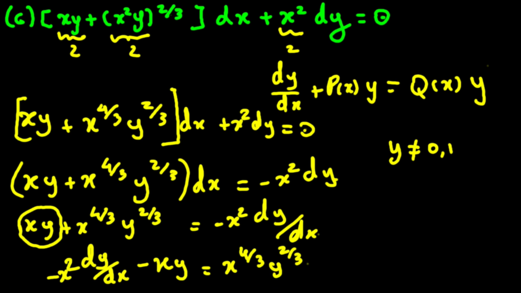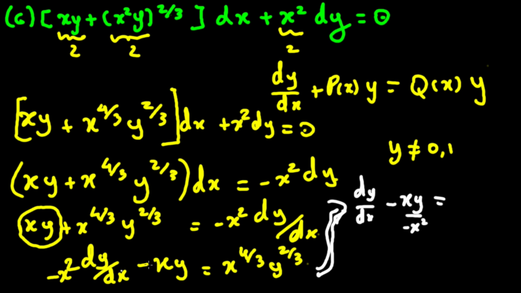If you do that, let's continue here. So this is going to be dy by dx minus xy, and I have to divide this one also by negative x square. I'm dividing everything by negative x square to bring the general pattern, like we have to have nothing in front of this dy by dx, so that's why I'm dividing everything by negative x square. If I divide, I have to divide this one too, and in that way we will have x power 4 divided by 3, y power 2 divided by 3, and then divided by negative x square.